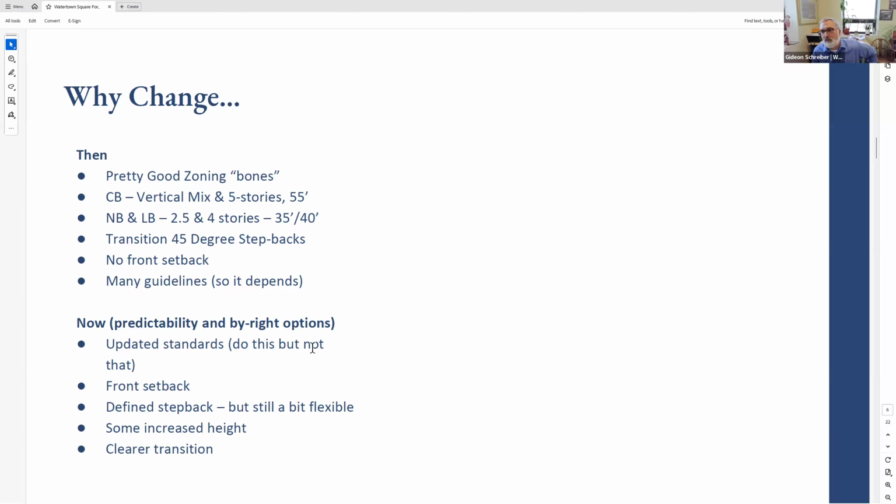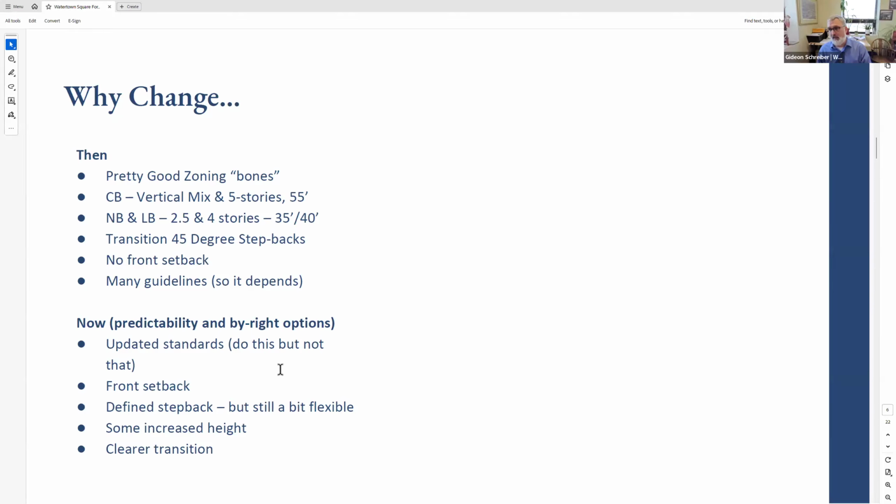So now we have more predictability, and at least half of the site area is by-right options, but still substantial control by the board to ensure that we're looking at where the trash is and where the utilities are going and how the lights, et cetera, on the site are interacting with the surrounding built environment that's already there. There were some areas where we increased height and some areas where we took a little bit away. We more clearly defined what the front setback was, and we had clear transitions.